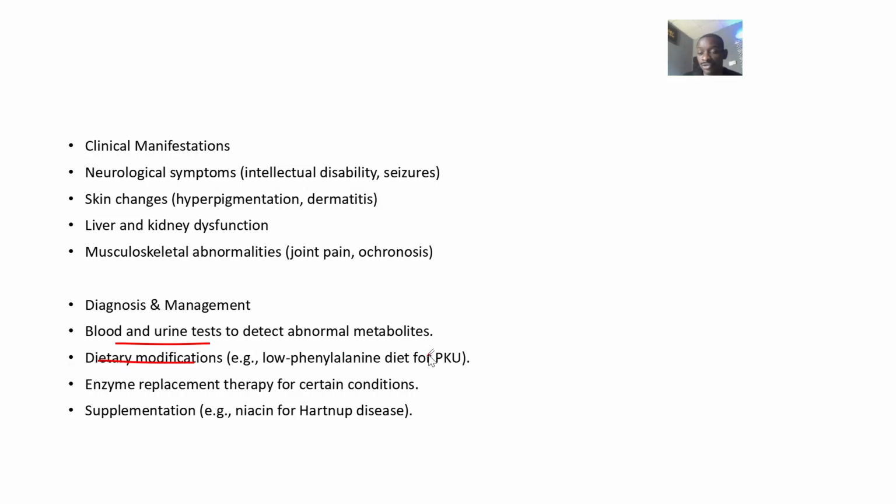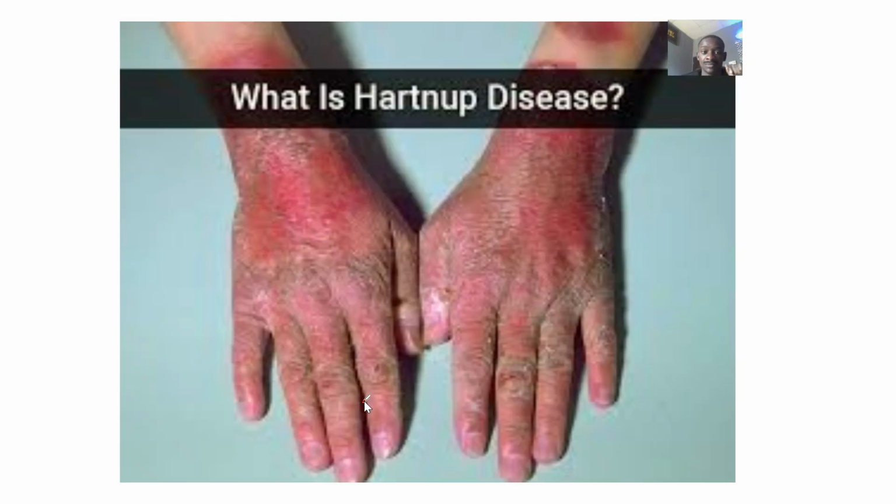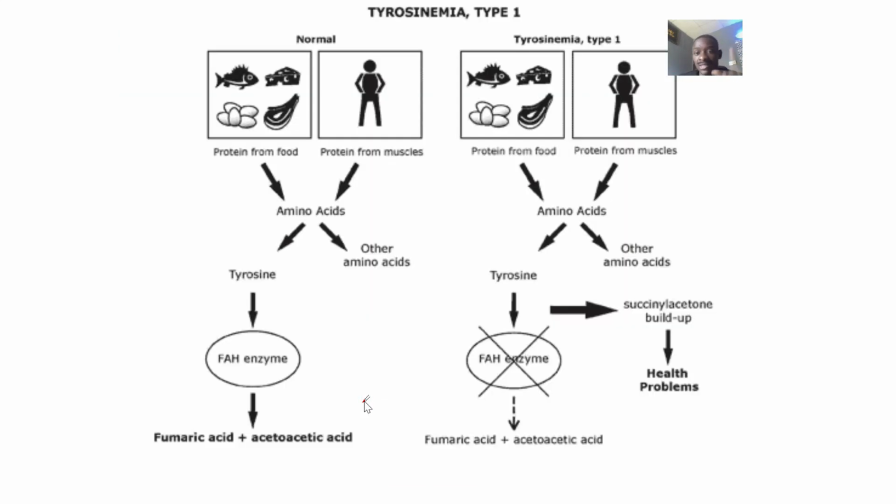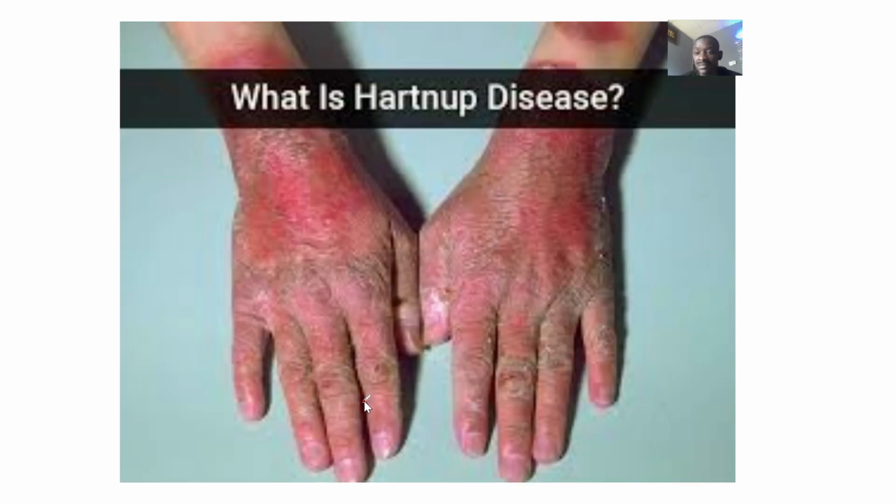Dietary modification. So if you know that you are lacking in an enzyme, you reduce the way you take foods that contain products that need to be acted upon by the enzyme. You understand? Enzyme replacement therapy. You are basically replacing the enzymes that are lacking. Then supplementation can be done. Okay. So this is Tyrosinemia. So we spoke a lot without even looking at the picture. This is Hartnup disease.